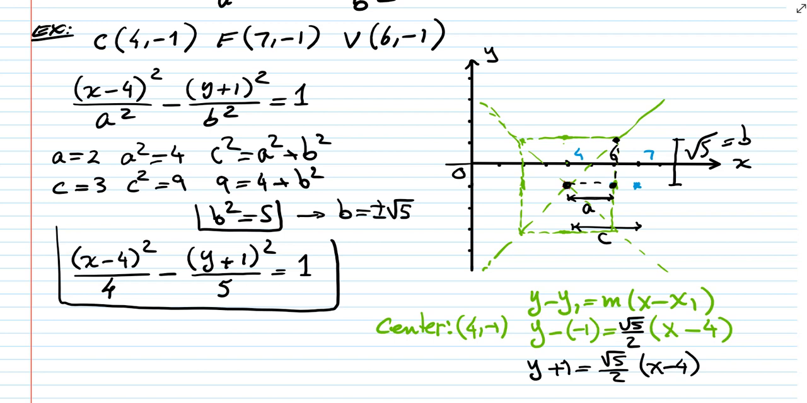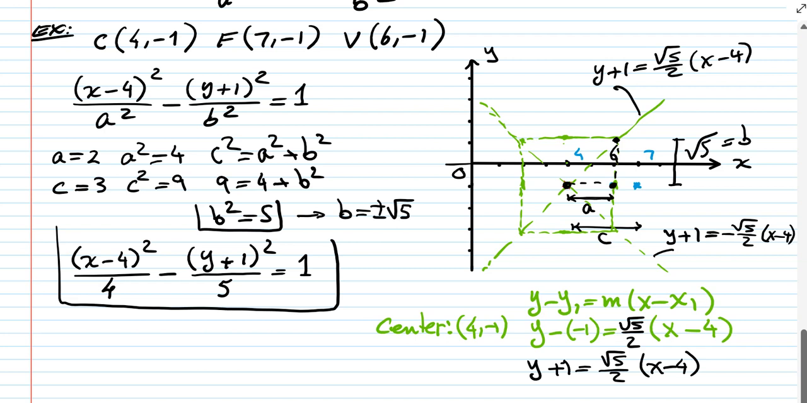If you want, you can solve for y and get it in slope-intercept form. I'm going to leave it like that. Now this is for the one that's up here. So this one is y plus 1 equals root 5 over 2 times x minus 4. The other one, which is this one, will be almost the same because it's going to run through the center. So it has the same coordinates as the previous one for the x and y. The only difference is the slope's negative now, negative root 5 over 2 times x minus 4. And there we have the equations of the asymptotes.